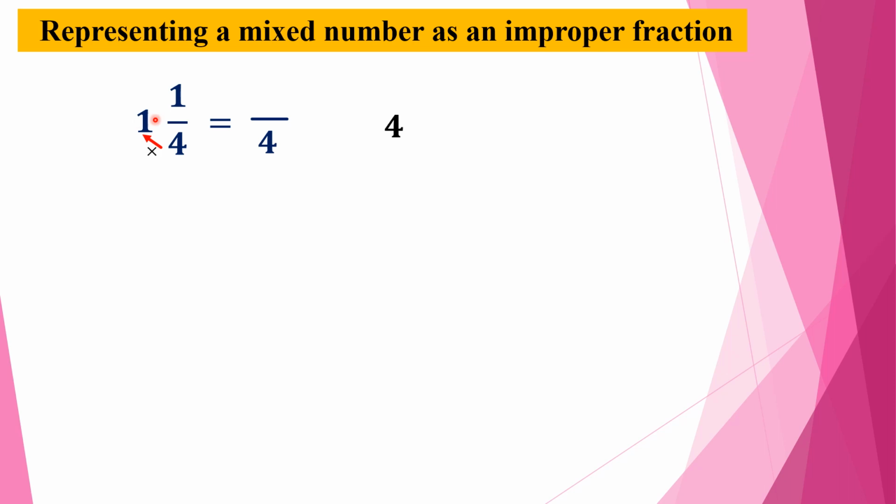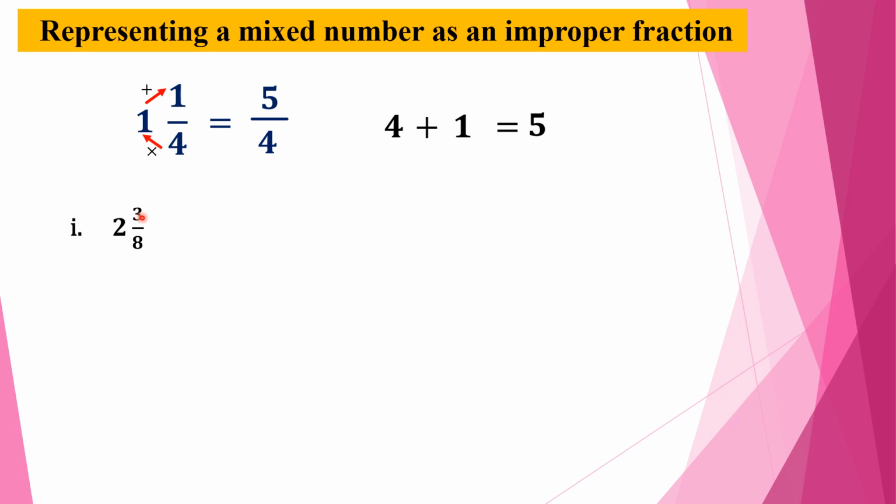4 times 1 is 4. We have to add the numerator. 4 plus 1. Then 4 plus 1 is what? 4 plus 1 is 5. Then you have to write this answer as the numerator of the improper fraction. So 1 and 1/4 can be written as 5 over 4. So multiply, and add the number on top to that answer, and put it here.